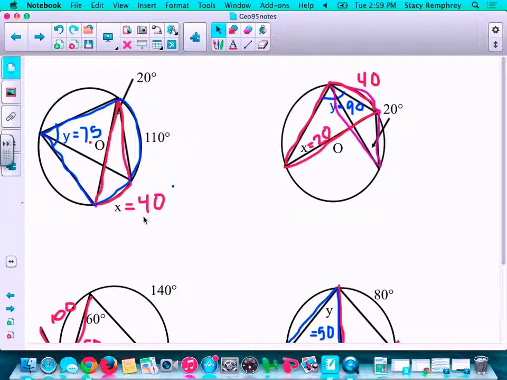Okay, over here I did the examples. I talked about X is 40. Angle Y, I drew that out. It intercepts this large arc, which is a total of 110 plus 40, which is 150. Half of that is 75.